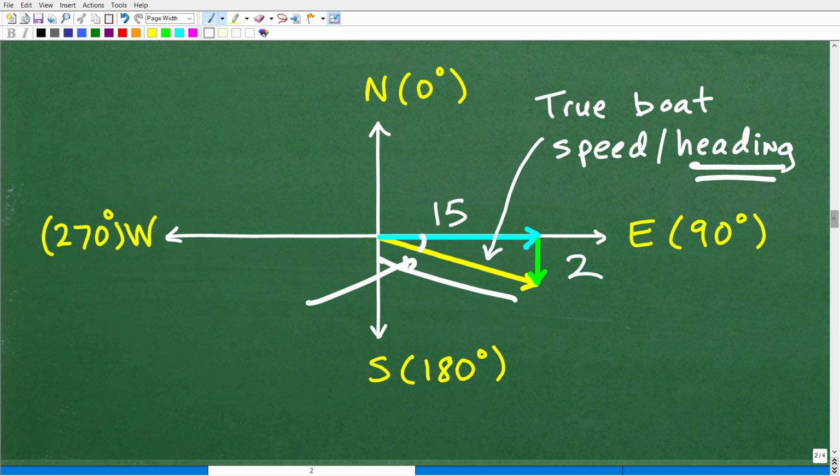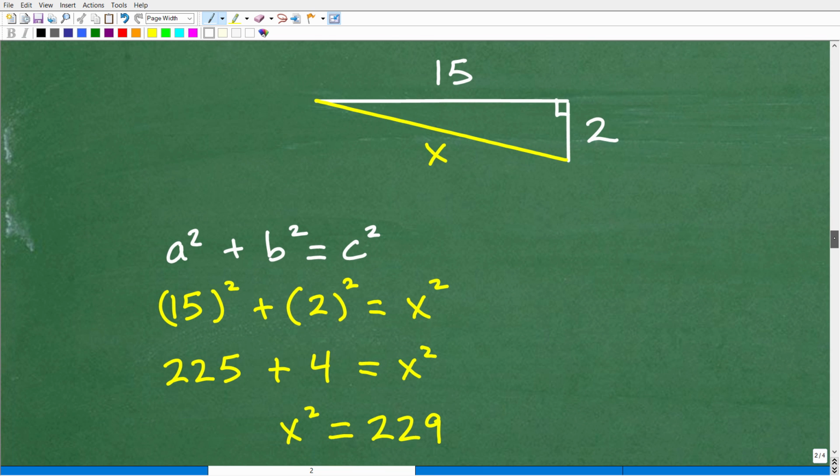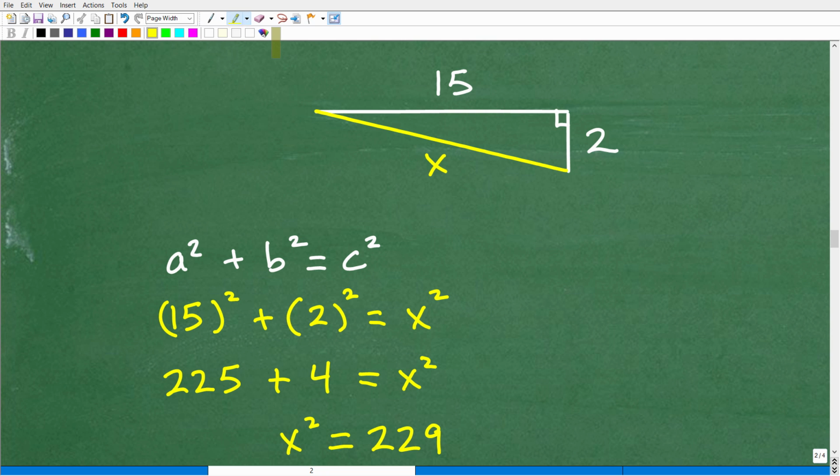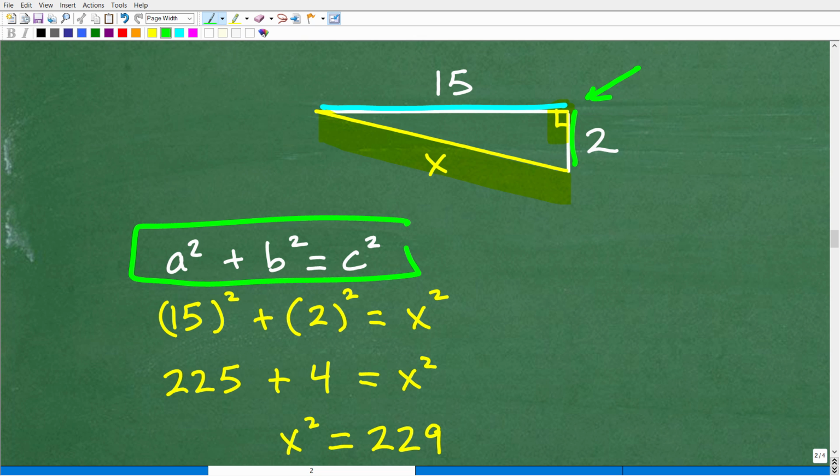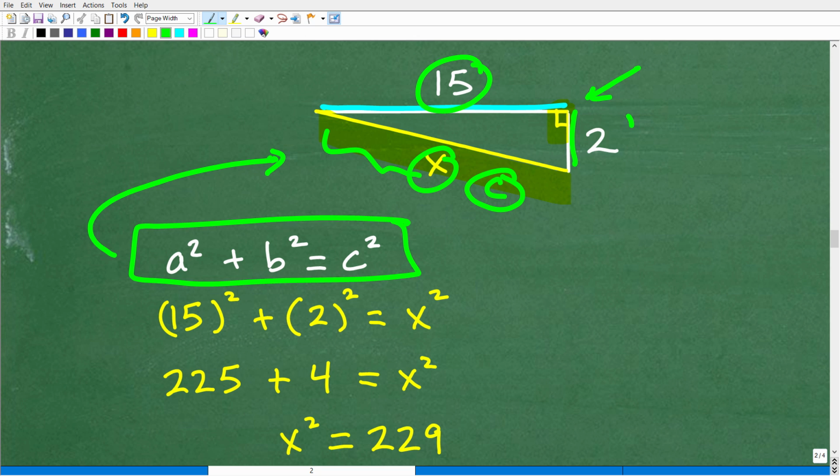Now let's get into the actual math, and we'll start with figuring out the length of this side of this right triangle. Remember, this side is the boat's speed, and this is the current's speed, and it does form a 90-degree right triangle. So we can use the Pythagorean theorem to solve for this side. This side here is the longest side of the right triangle, which is always C, and of course is called the hypotenuse. So this could be A, this could be B, and this longest side is C.